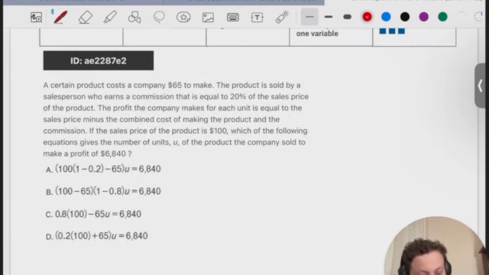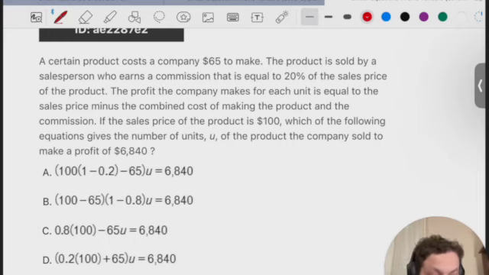Okay. A certain product costs $65 to make. The product is sold by a salesperson who earns a commission equal to 20% of the sales price of the product. The profit the company makes for each unit is equal to the sales price minus the combined cost of making the product and the commission. If the sales price of the unit is $100, which of the following equations would give you the number of units of the product this company must sell to make a profit of that?